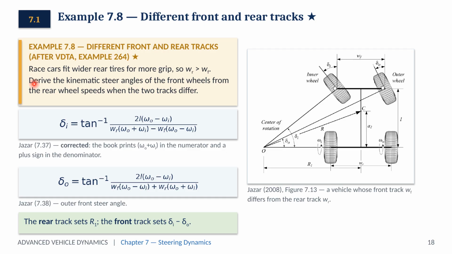We still start from the two rear wheel speeds, but we eliminate the radius with the rear track and relate the two steer angles with the front track. The results are equation 7.37 for the inner front wheel and 38 for the outer one. Note that the book misprints the numerator and a sign in the denominator of 7.37. In short, the rear track sets the turning radius, the front track sets the steer angle difference.